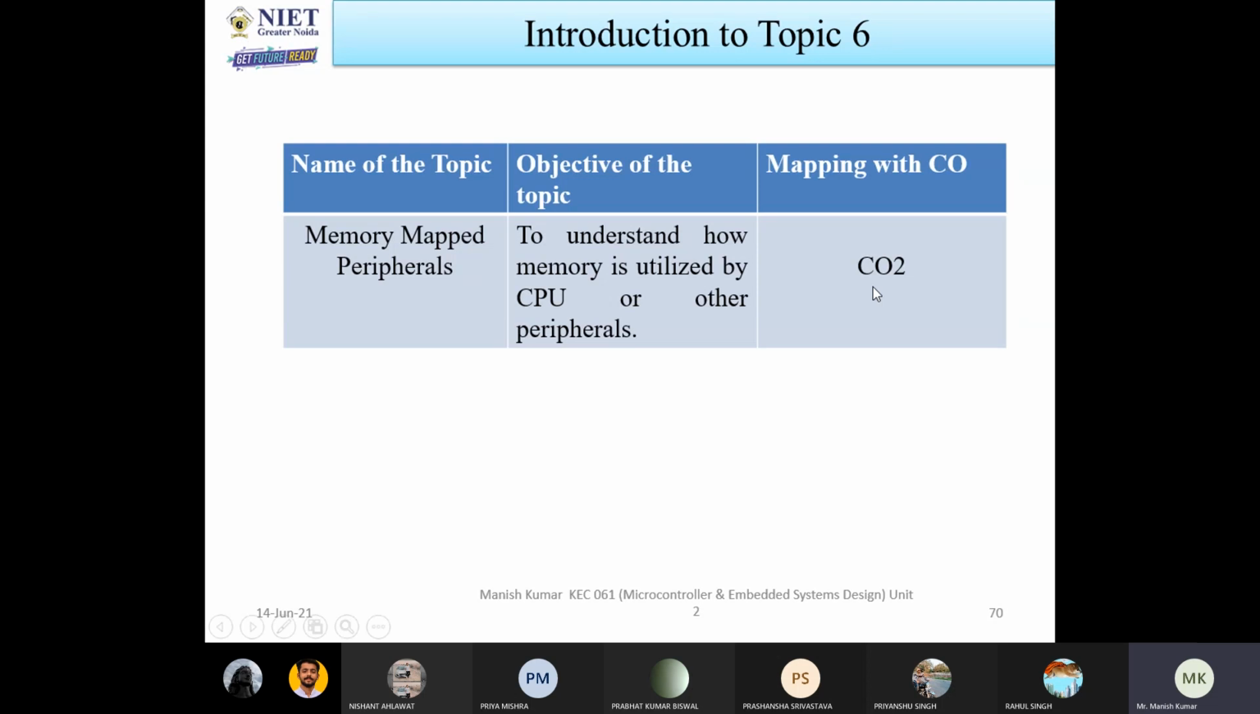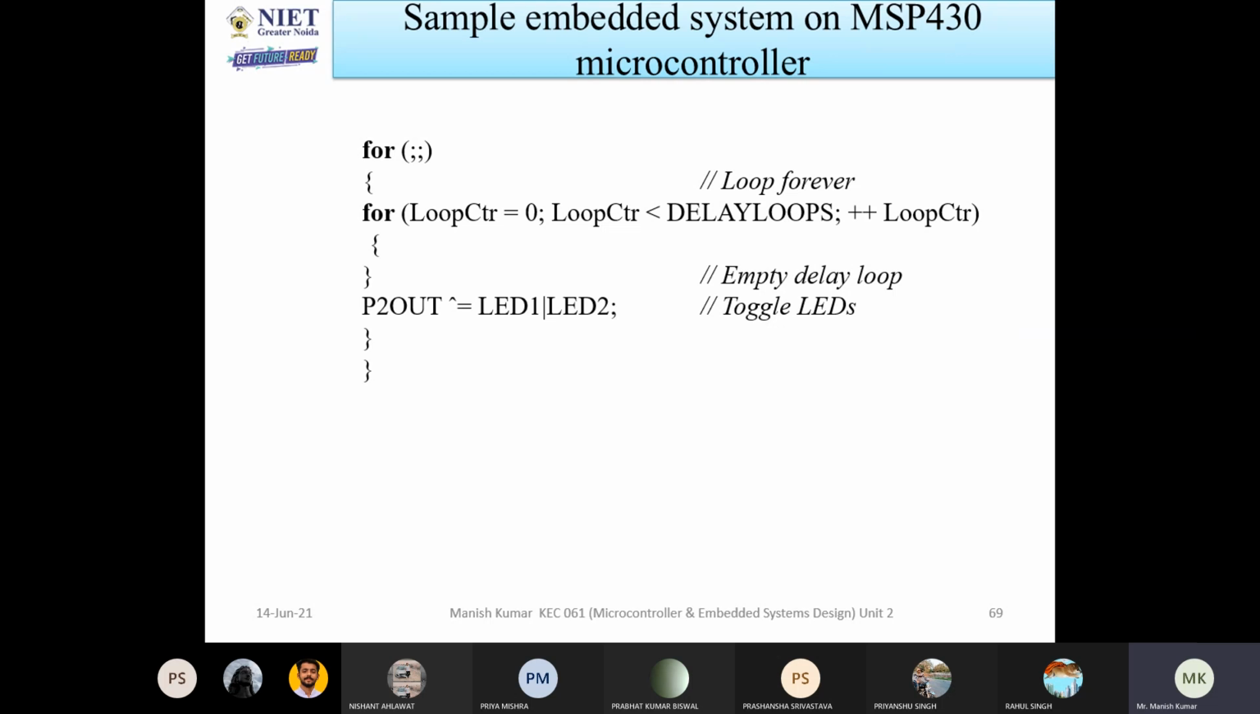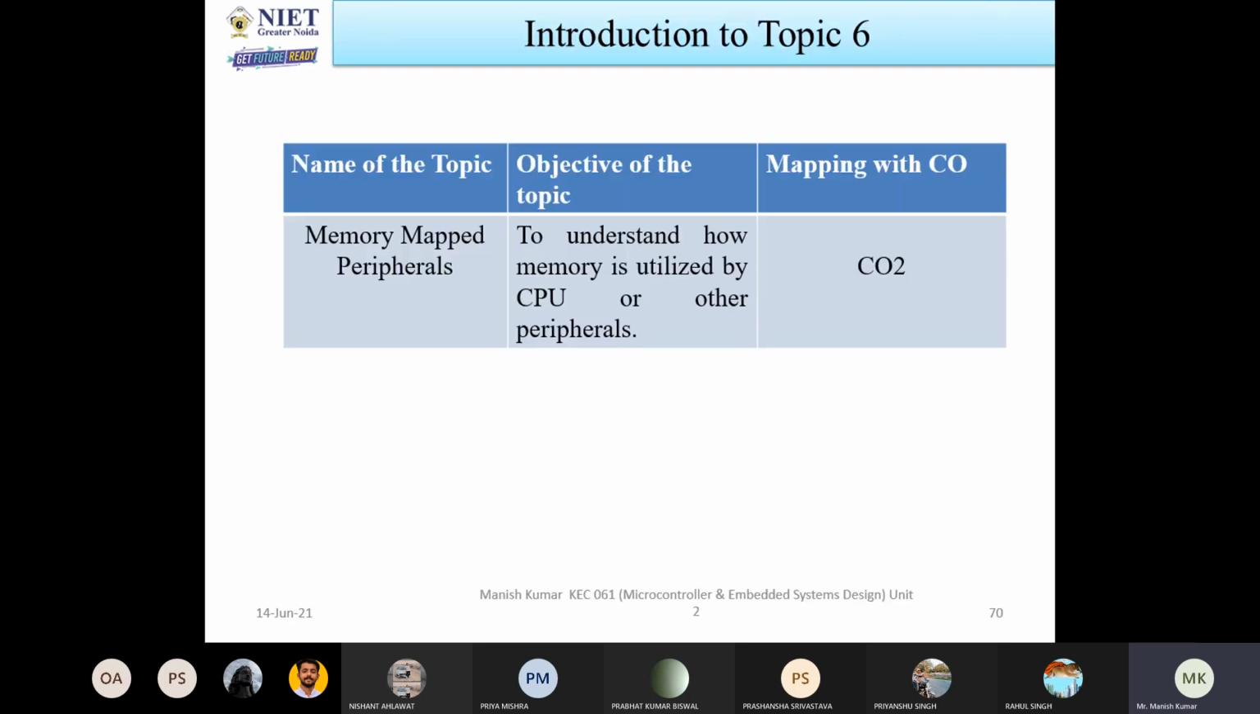In the last lecture, I discussed the sample embedded systems on MSP430 microcontrollers. I gave you one example, and I also told you some information regarding how you are able to write the programs. Whenever I discuss the MSP430 programs in the lab section, I will give you more idea about that.